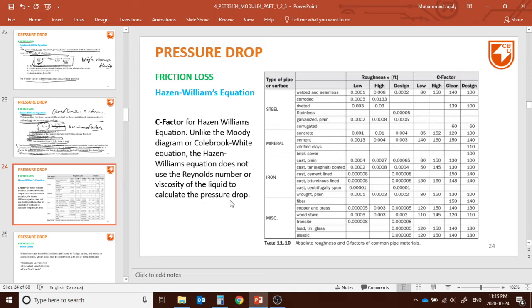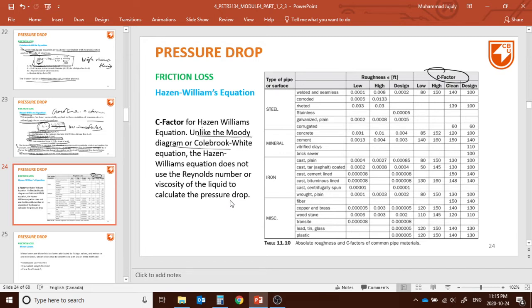So how can we actually evaluate the C factor? This is the chart we can calculate the C factor from. You probably remember this chart from when we were calculating the roughness. You have seen there's the C factor.